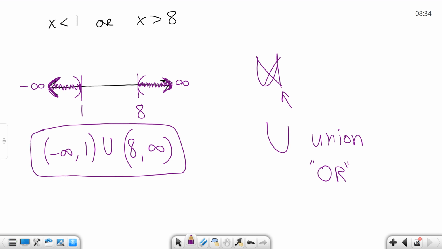I hope this helps you if you have an inequality solved and you're trying to write it in interval notation. I hope this helps you accomplish that task.